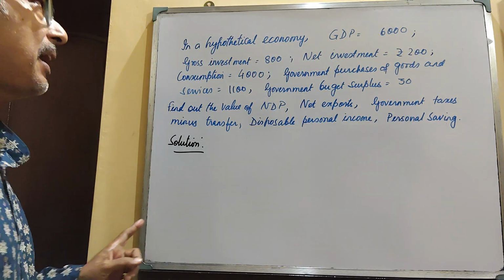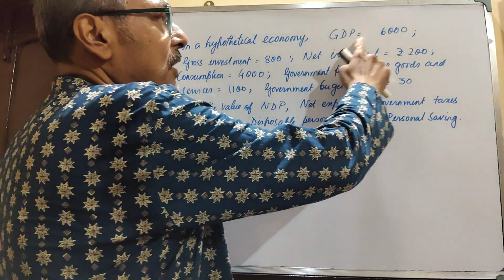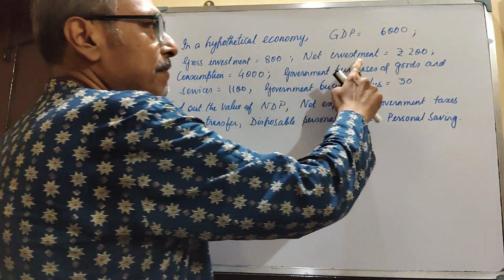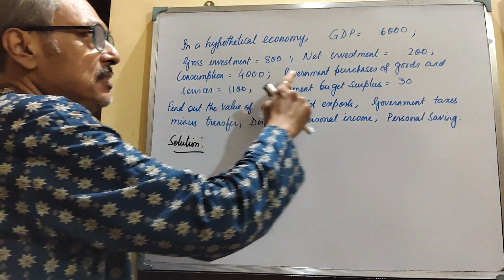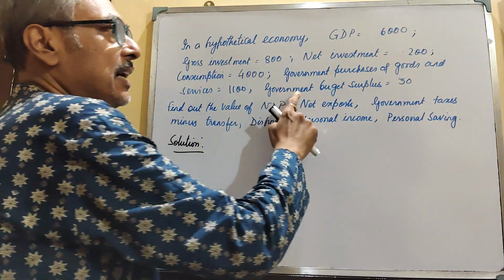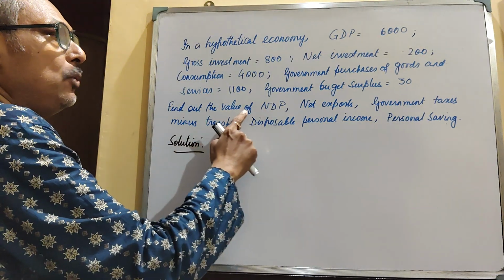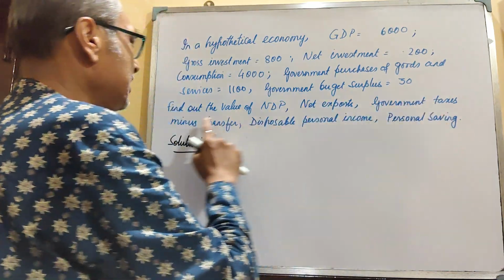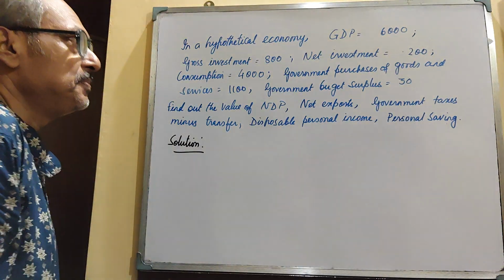National Income Accounting, Macroeconomics. In a hypothetical economy, GDP equals 6,000. Gross investment equals 800. Net investment equals 200. Consumption equals 4,000. Government purchase of goods and services is 1100. Government budget surplus is 30. Find the values of NDP, net exports, government taxes minus transfer, disposable personal income, and personal savings.